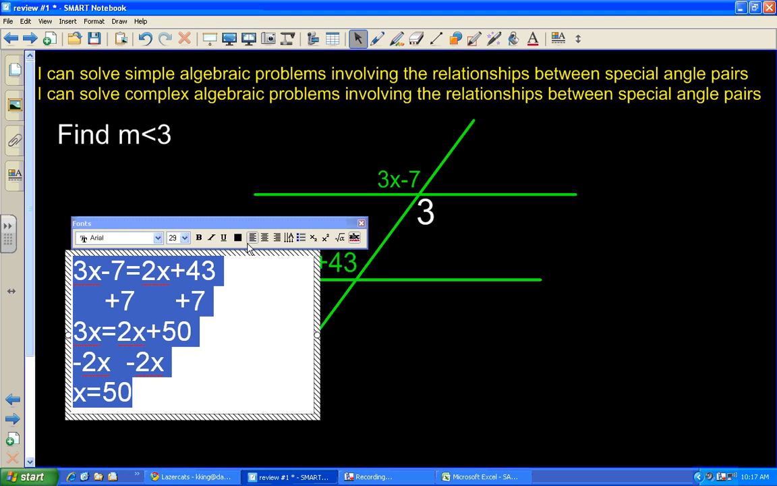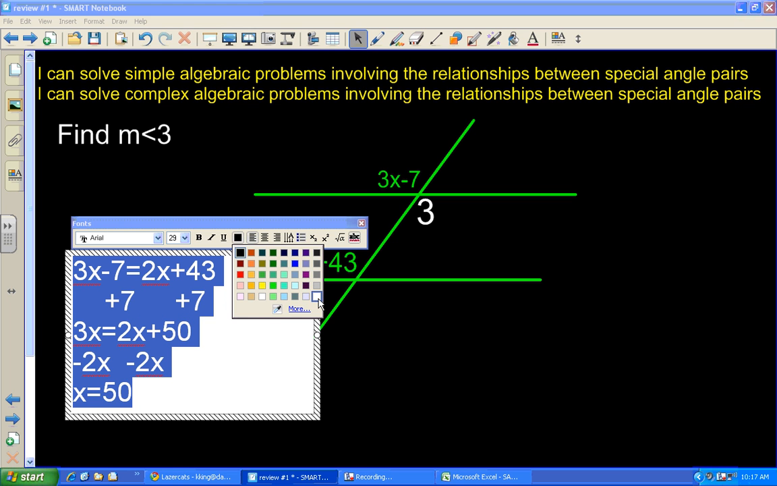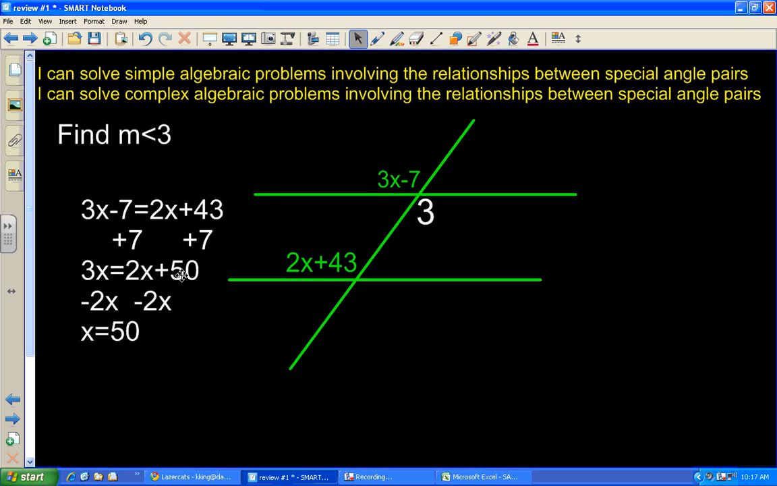Alright, now on the quiz, a lot of you guys got to this point. A lot of people knew how to set up the problem, and they knew to solve for x. The problem is that x equals 50 is not the measure of angle 3. I want to know how big that angle is. So I look at my other two angles that I know, and I think, well, are either one of them equal to angle 3? Alright, and there's two ways you can look at this. I see this up here, and I see that, hey, 3x minus 7 is a vertical angle with angle 3. We know those are congruent.